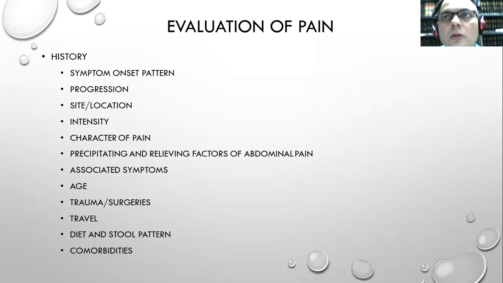We need to know the travel history because in cases of gastroenteritis or infective hepatitis, there is most of the time a history of travel from one area to an endemic area. We need to know the diet and stool pattern because a low fiber diet is known to cause constipation and constipation causes abdominal pain. Similarly, a spicy diet is going to cause dyspepsia and that can lead to abdominal pain. And we also need to know the comorbidities of the child.